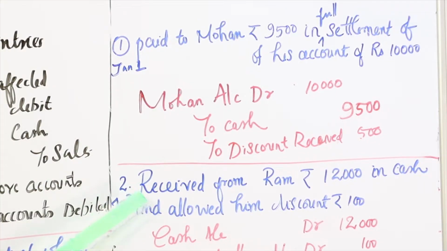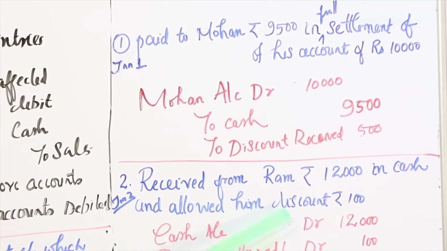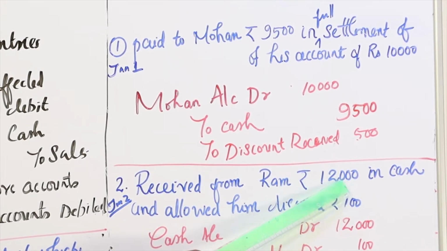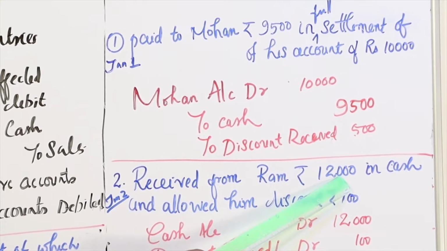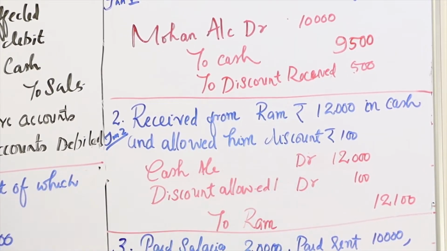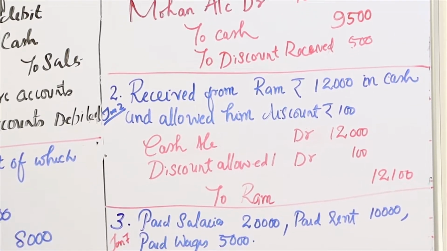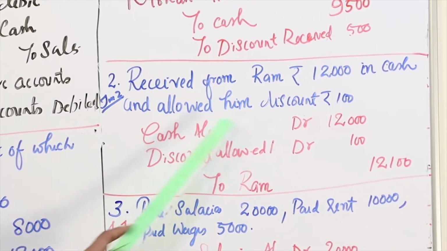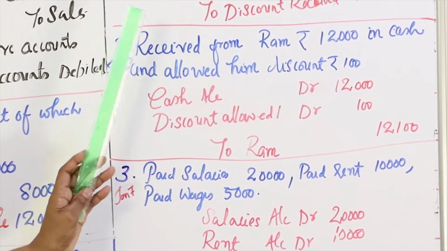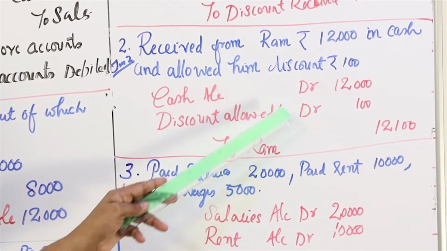Okay, so next, received from Ram rupees 12,000 in cash and allowed him a discount of rupees 100. We received 12,000 rupees from Ram, so cash is increasing. Cash must be debited. And we allowed him a discount of 100, which means the receivable is a total of 12,100, and we received 12,000. That means we allowed a discount to Ram. Okay, you can pay 12,000, no need for this 100.